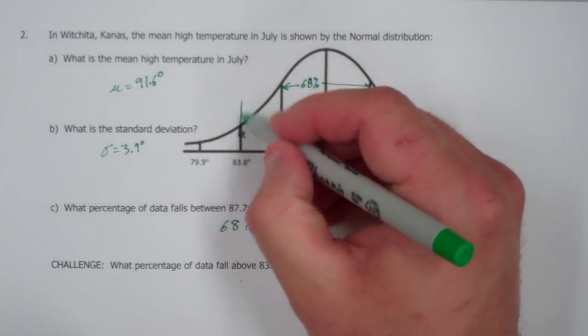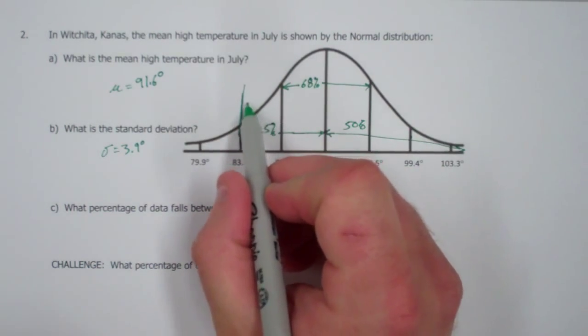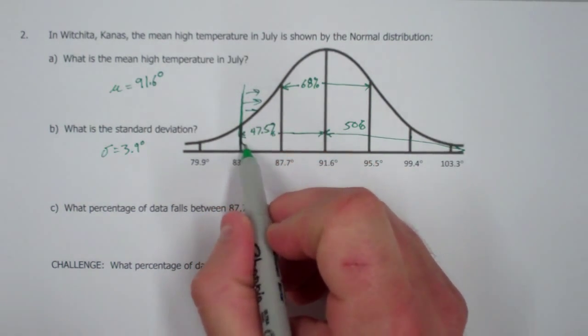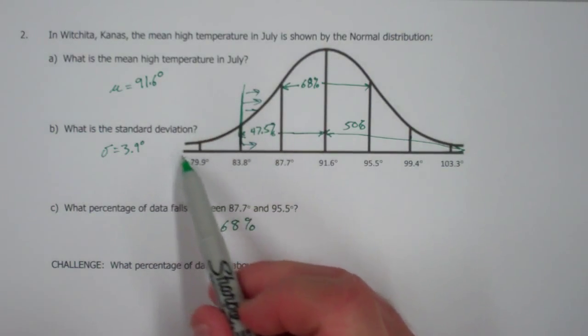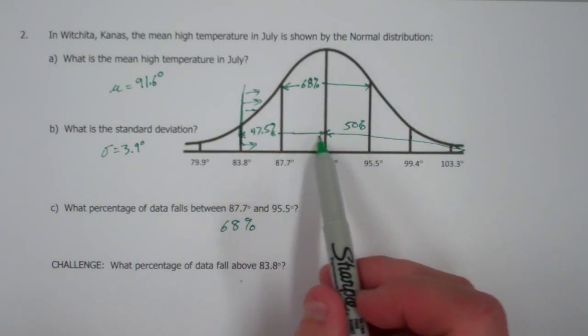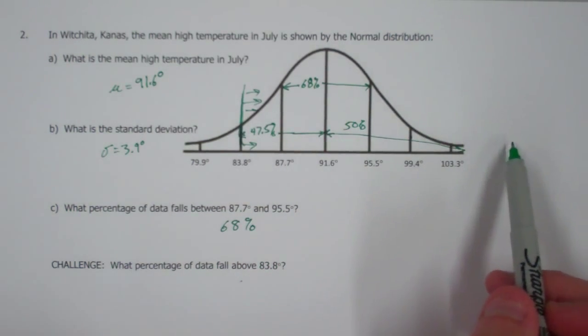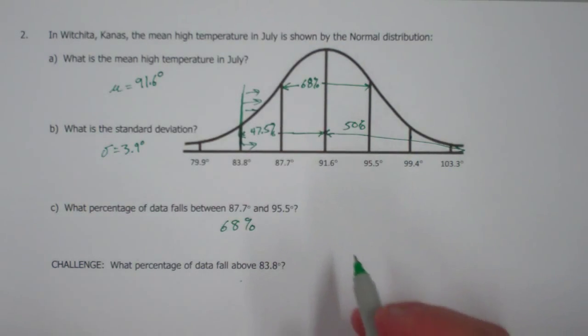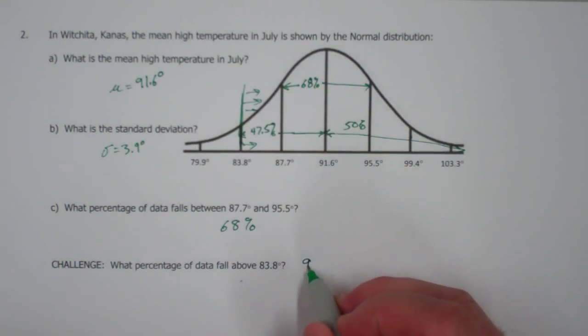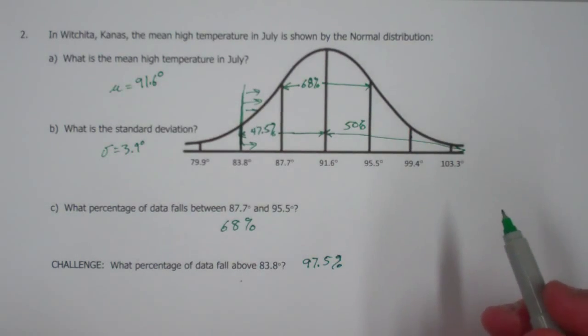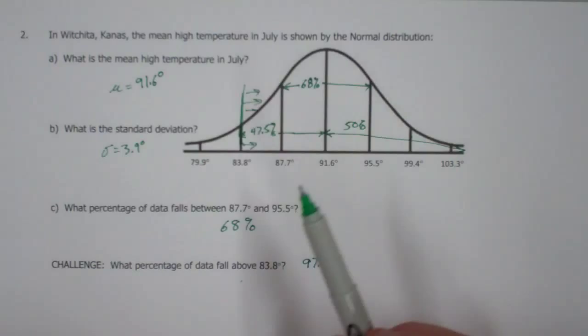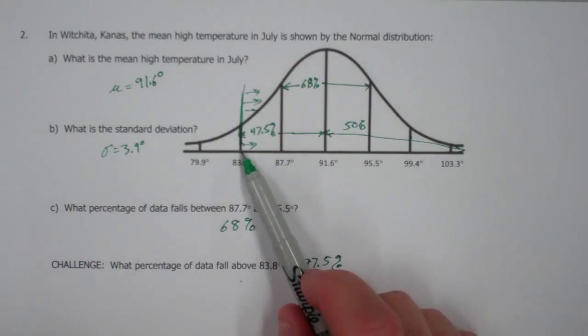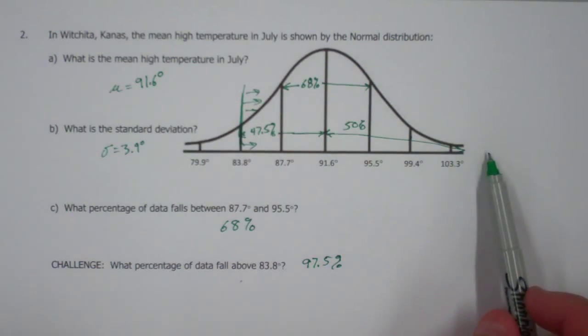Now we want to know everything from here that way. Okay, so not this piece over here, but we do need 47.5 and 50. Notice this just says above. So if we add those two together, we get 97.5%. So 97.5% of the data falls from 2 standard deviations below and then above that amount.